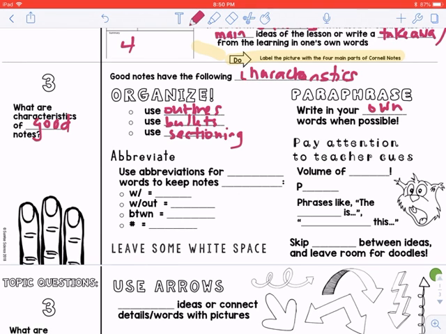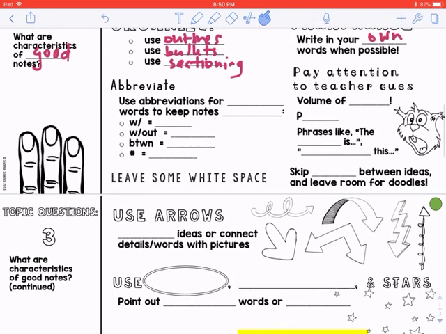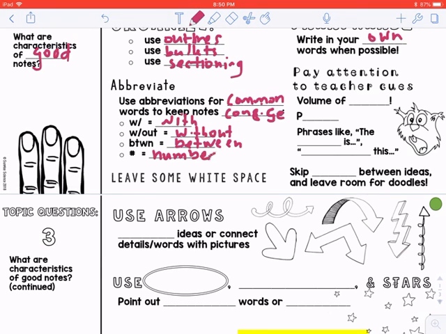When possible, we can abbreviate. I know I say in class a lot, let's keep it short, sweet, to the point. So we can use abbreviations for common words, to keep our notes concise, that means short. And so, for instance, the with would look like that. Without, we could use that abbreviation. That stands for between. And that hashtag is just another symbol for number.